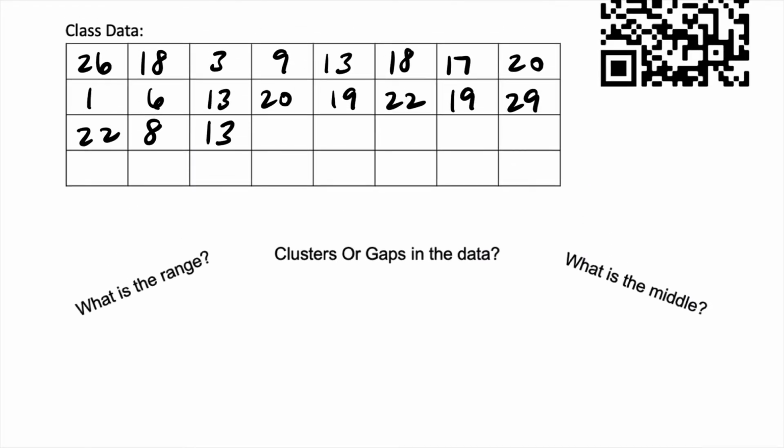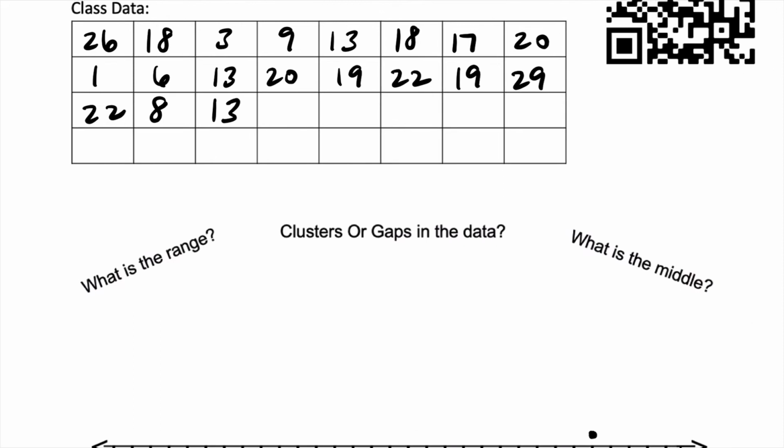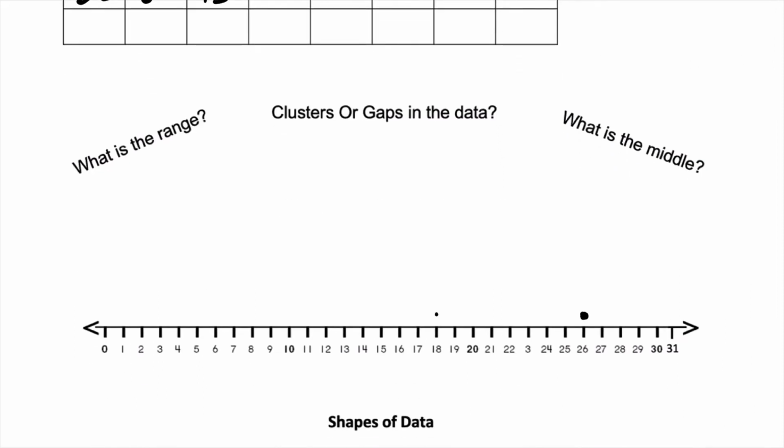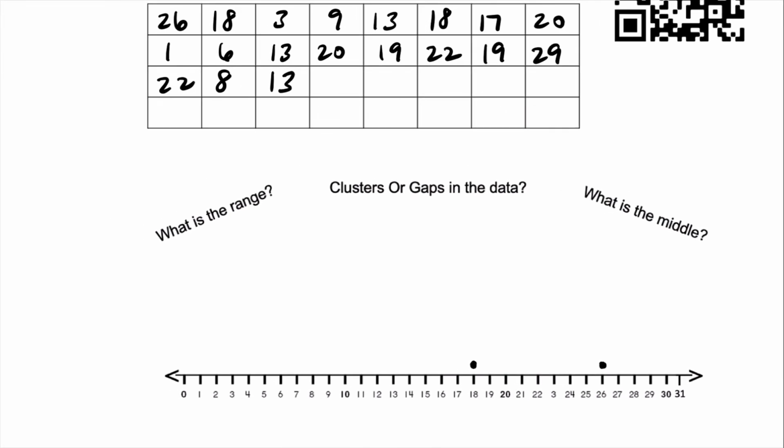So the first person is 26, so I'm going to go over here and make a dot at 26. The next person is 18, so I'm going to make a dot at 18. And I'm going to keep doing that for every single number in the table, because each one represents a person.